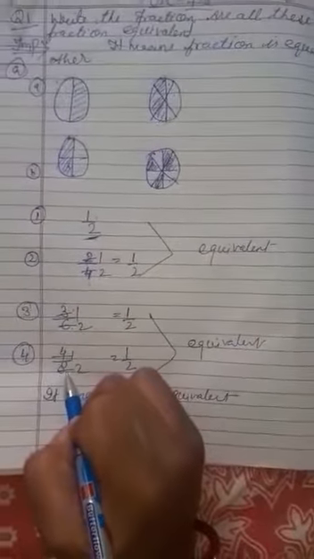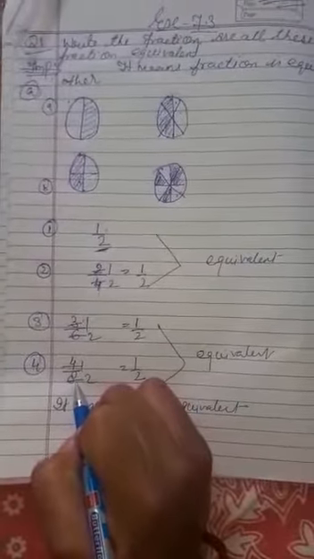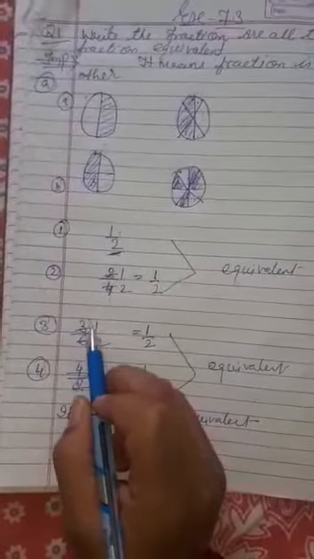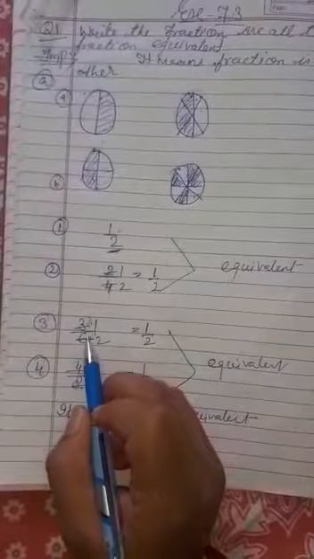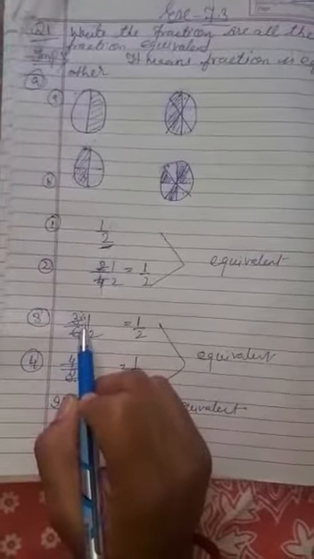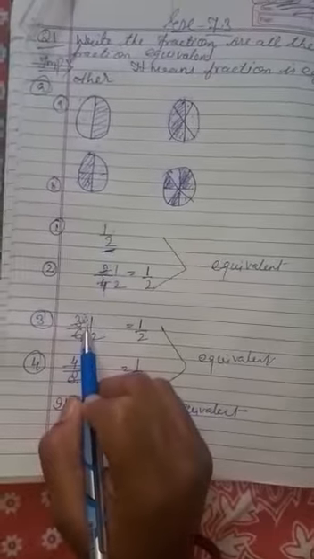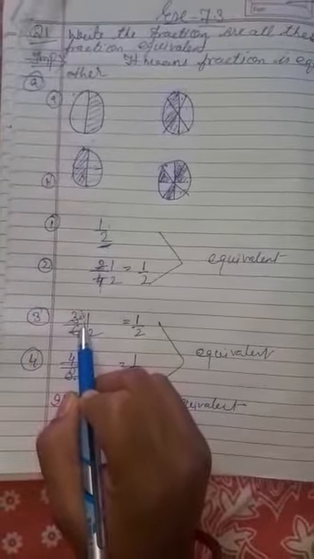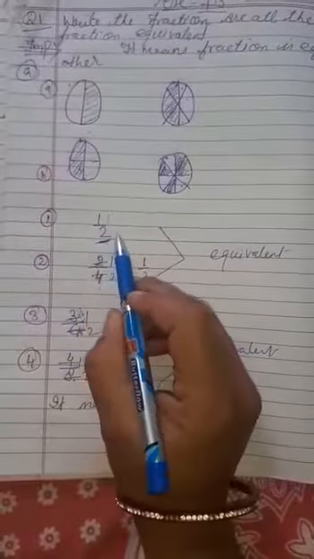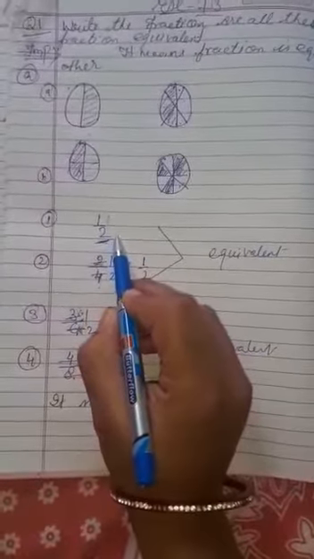Now can you identify? No. Why? Because this one has to be converted into the simplest form. Only when it is converted will the fractions be equivalent. So first, 1 by 2. It will not be converted.